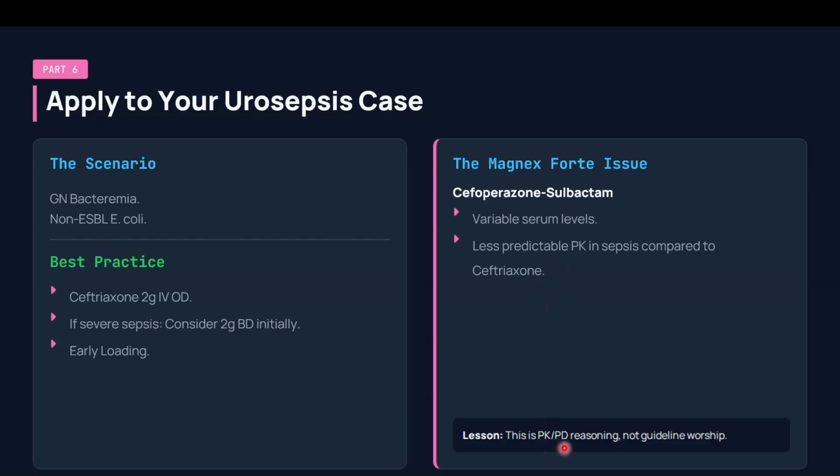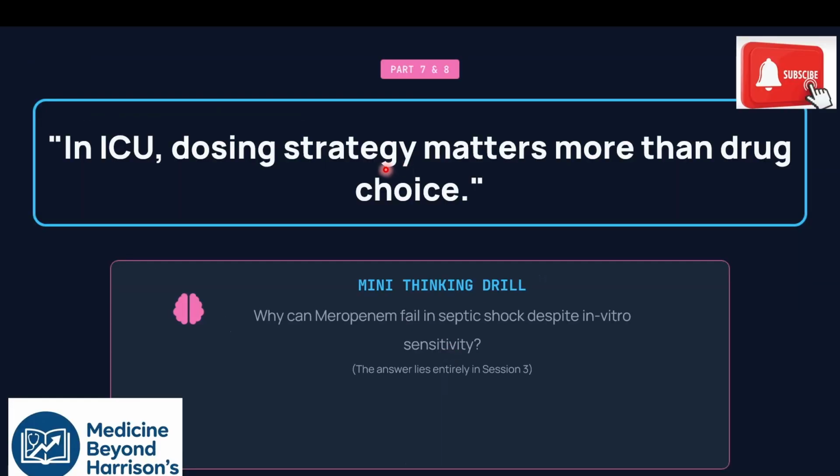So this is pharmacokinetic and pharmacodynamic reasoning, and it's not a guideline-based thing that we do to treat a microorganism. So drug dosing strategy matters more than the drug of choice. When you choose a drug, always know about the dosing strategy. Again, piperacillin-tazobactam is given over 4 hours, meropenem is given over 3 hours, and all other drugs are given accordingly.